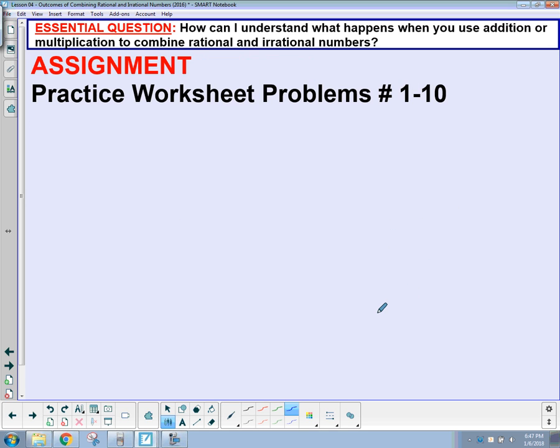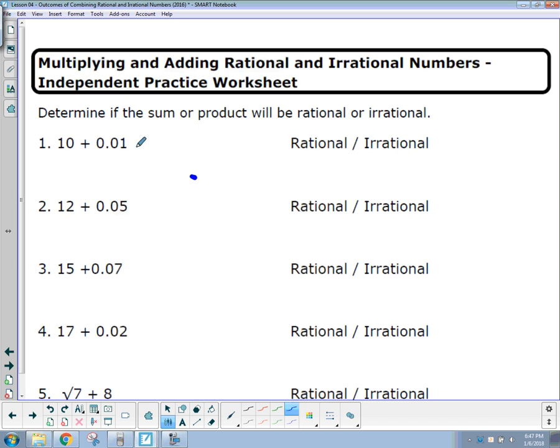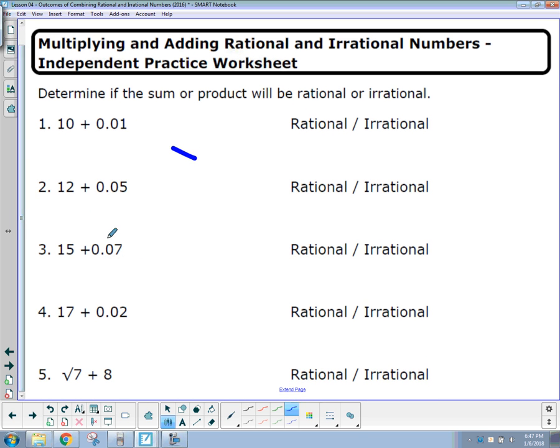Alright, now this was that worksheet you got before you left. So if you haven't done it, again, pause the video so you can try it out yourself and see if you get the right answers. When you're done, just hit play.